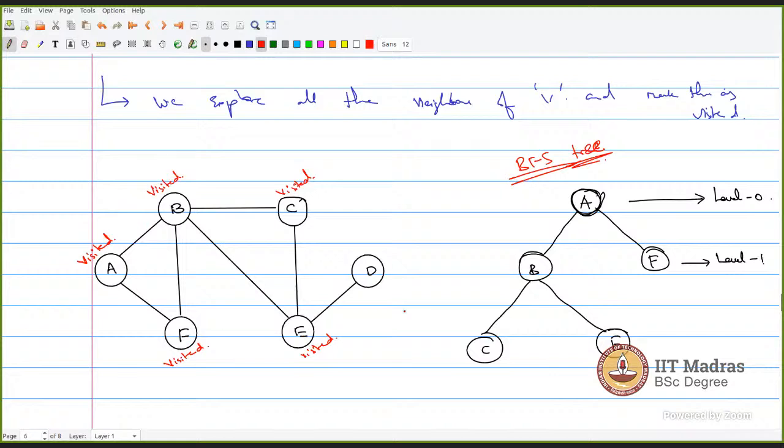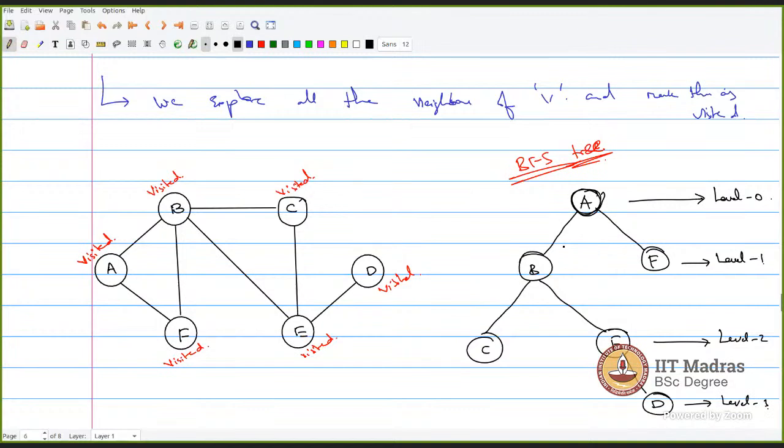So A, B, F are done. We will move to C. Are there any unvisited vertices that are neighbors to C? No, sir. So we will go to E. Are there any vertices? Yes, sir, one is there, D. So we will mark this as visited and add that vertex here. Now you see C and E fall into level 2 and D is level 3.